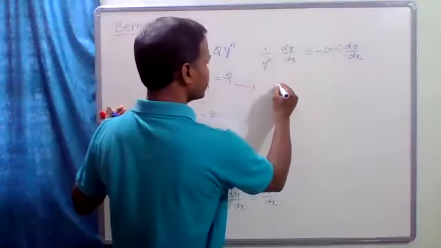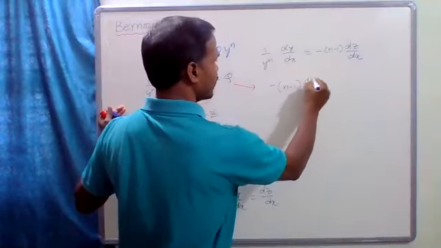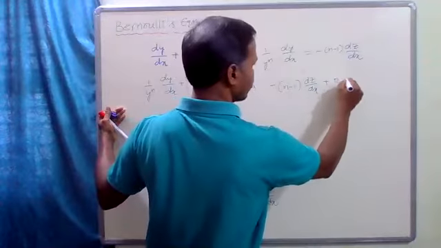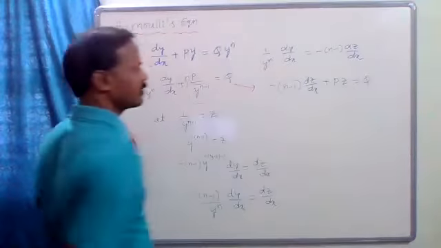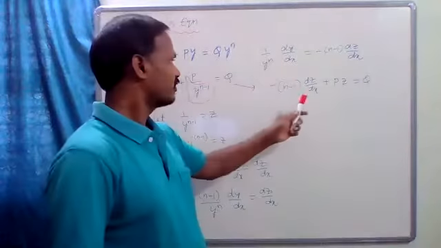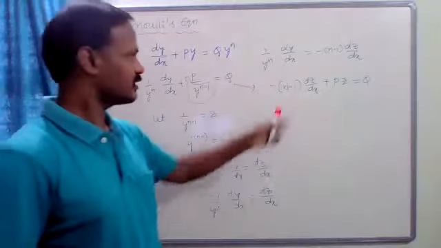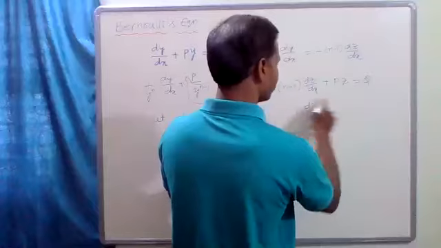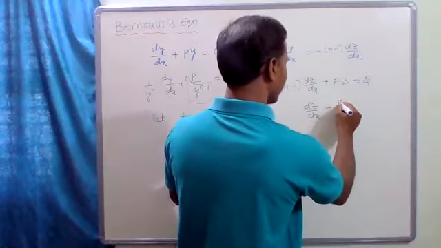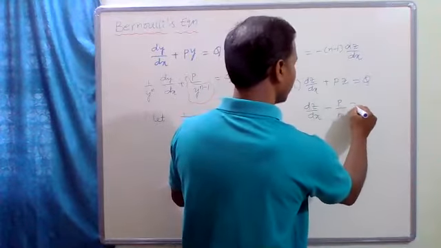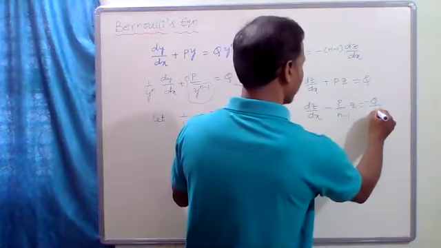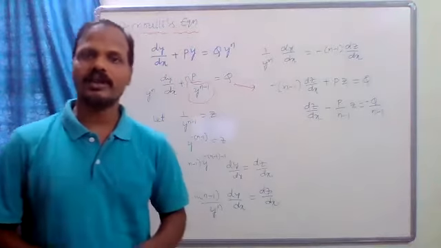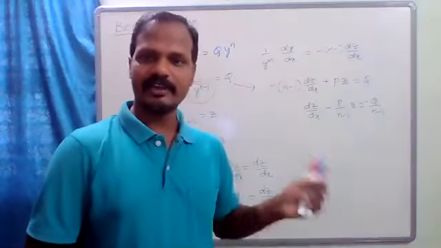Now this equation is converted to minus of n minus 1 dz by dx plus pz equal to q. Clearly this is linear. Still you can simplify this: dz by dx minus p by n minus 1 z equal to q by n minus 1. So this is linear in z. Now proceed as we already discussed regarding the linear differential equation.